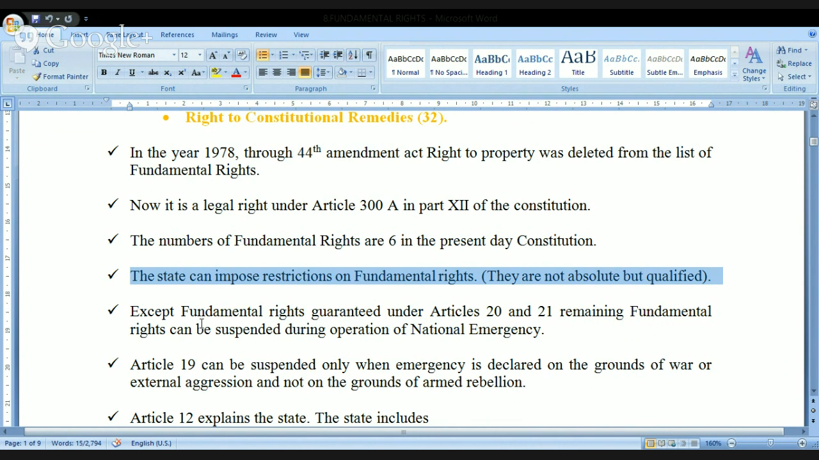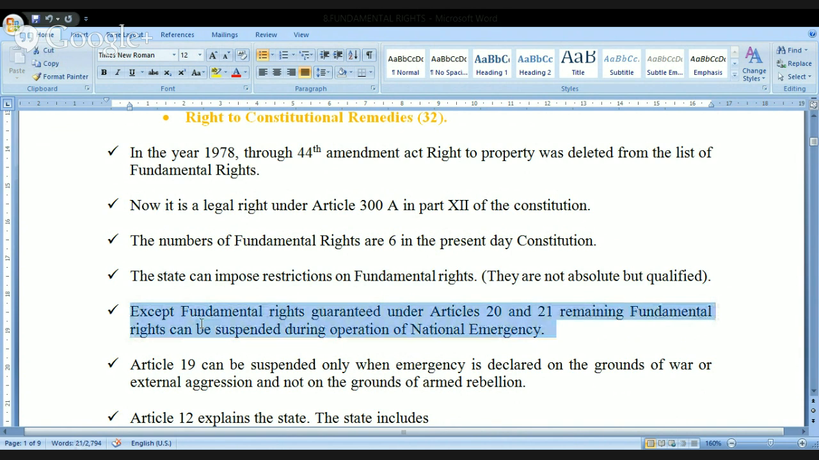Look at this. Except the fundamental rights that are guaranteed under Article number 20 and 21, remaining fundamental rights can be suspended during the operation of the national emergency. This will be understood later over a period of time. First of all, we'll see what these fundamental rights are. We'll try to understand one article after the other. Then after a period of time, we'll learn national emergency. Then we'll link up these two topics and try to understand this in a better manner.